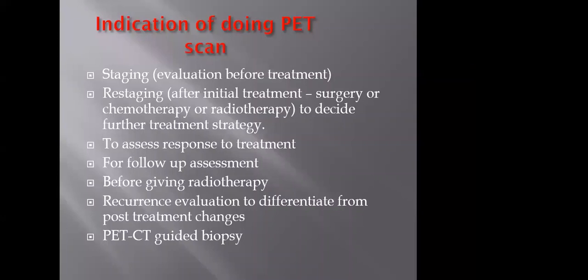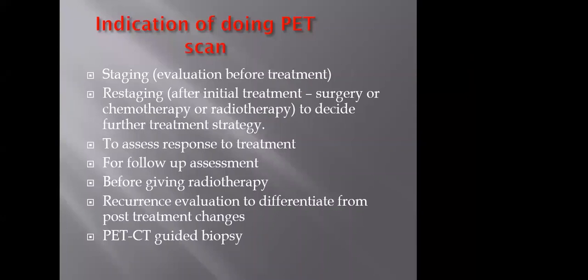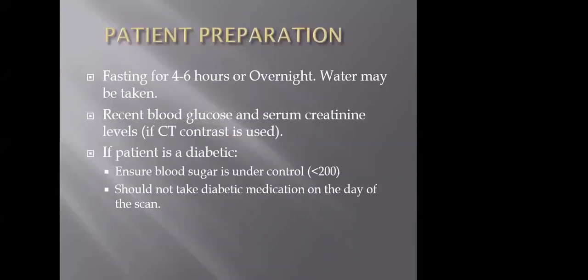And last but not the least, though not used very widely, PET CT can also be used to guide biopsies. Now we know that FNACs or biopsies do have a lot of inconclusive or inadequate sample results, but PET CT can help target the most metabolically active site, so that the biopsy or the FNAC gives you the desired information.